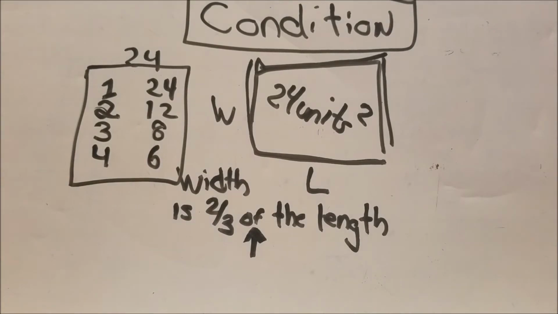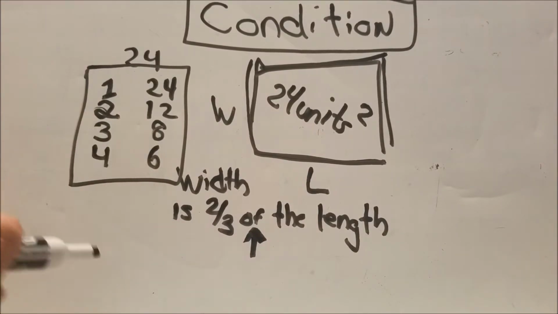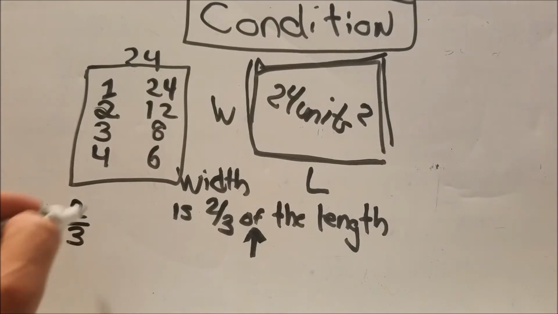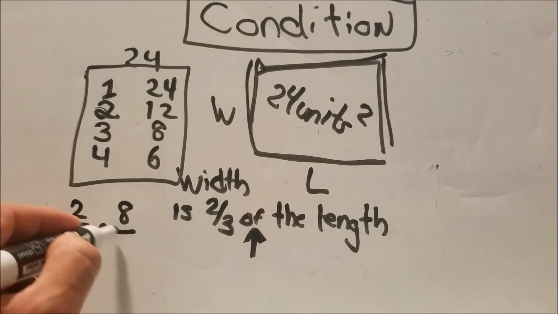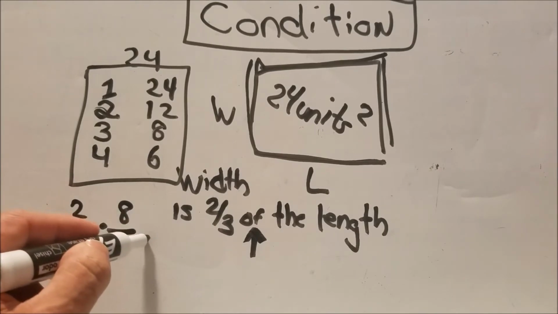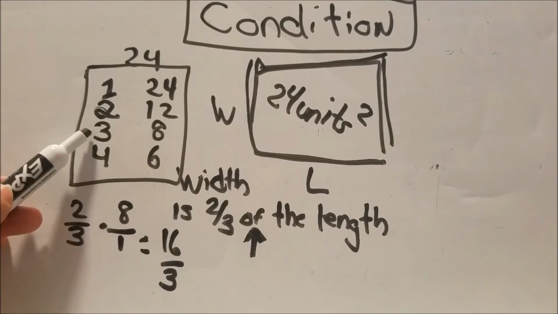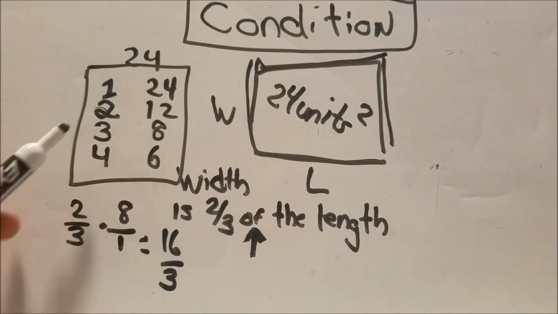So let's look to see which one you think would work. If we did 2/3 of 8, will we get 3? Let's check. 2/3 times 8. Remember, of is multiplication. 2/3 of 8 will be 16 over 3, which is not 3. So we know that we can't use 3 and 8.